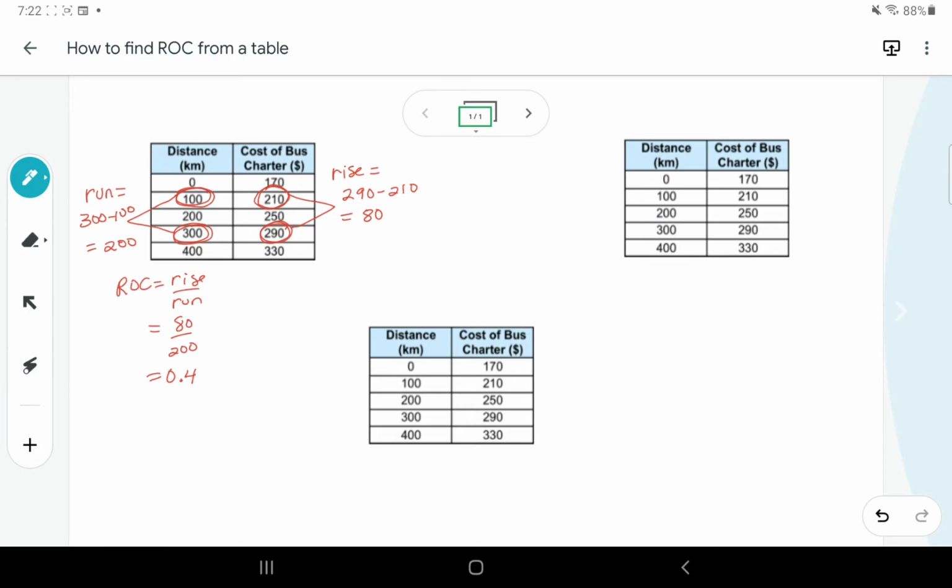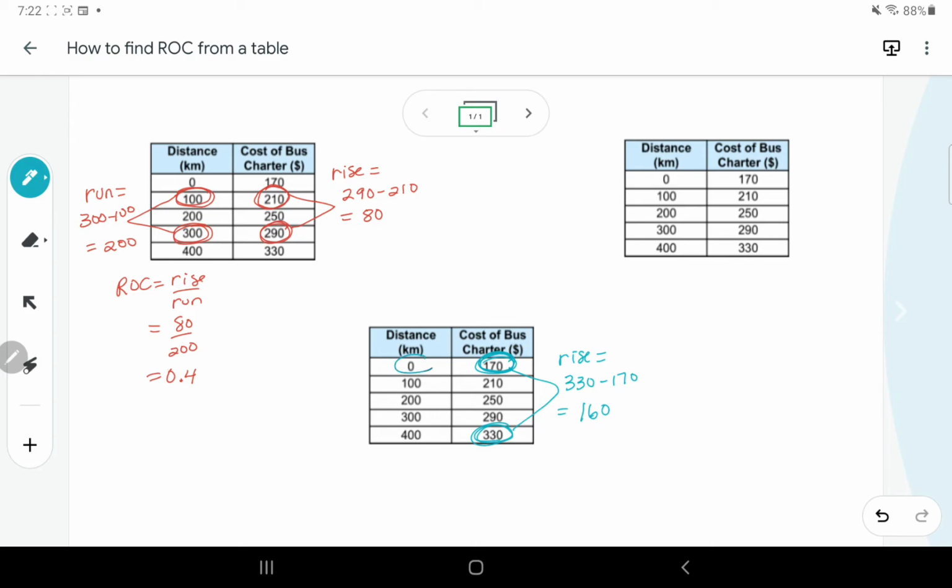And then I'll do the same thing again, but I'll do different points from here. So what if I picked far apart ones? What if I picked the 170 and the 330, and I figured out my rise? So rise is 330 minus 170, and that's 160.